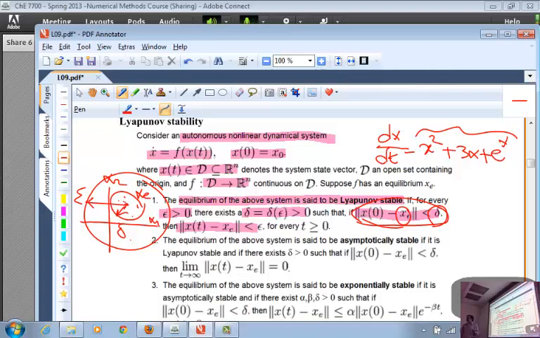So it depends on me finding these two numbers, epsilon and delta. And what it says is if I start from within delta, I will remain within epsilon. That is his notion of stable. Why is it so nice, so powerful, so general?